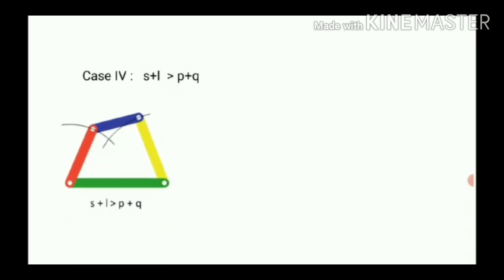Now the last is inversion number 4. Here S plus L is greater than P plus Q, means what happens here? No link can make a complete revolution. Okay, so here we can see link number 2 and link number 4. Here the smallest link acts as a connecting rod, and link number 2 and link number 4 act as rockers, which have oscillatory motion. That's why it is called a double rocker mechanism.